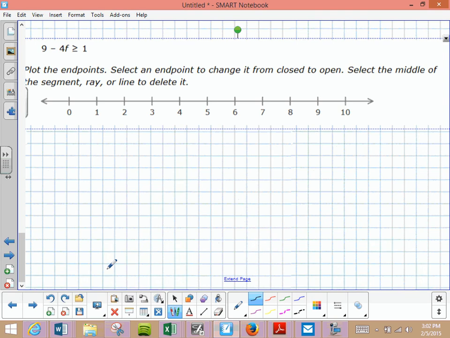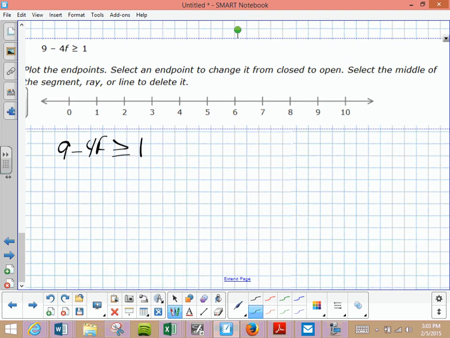No, you're good. So here's what we're going to do. First of all, everything that I write on here, that's exactly what I want on the quiz. So do not skip any steps or any pieces. The first thing you want to do is solve for the variable, right? You want to know the value of f. In this situation, we're going to write down 9 minus 4f greater than or equal to 1.